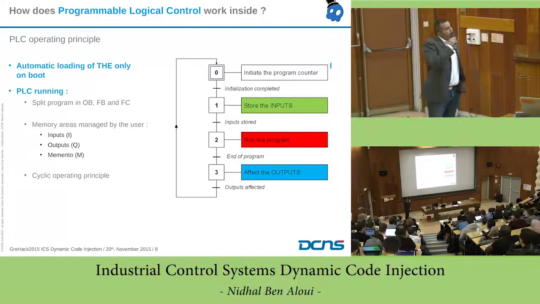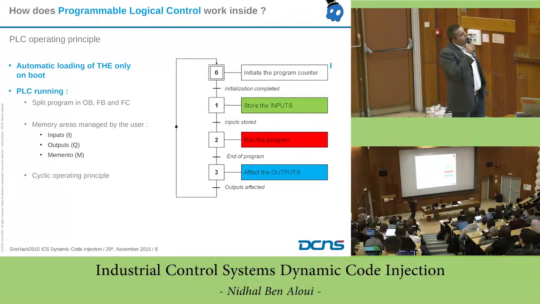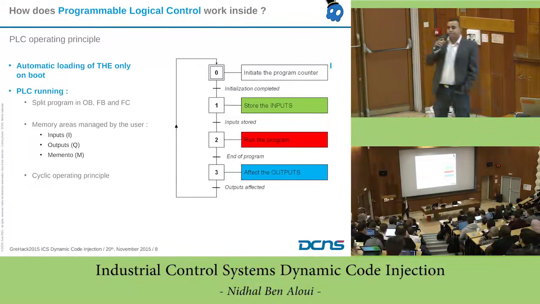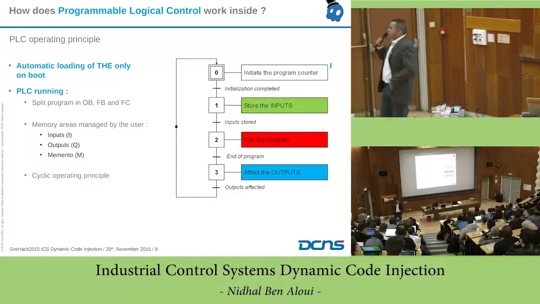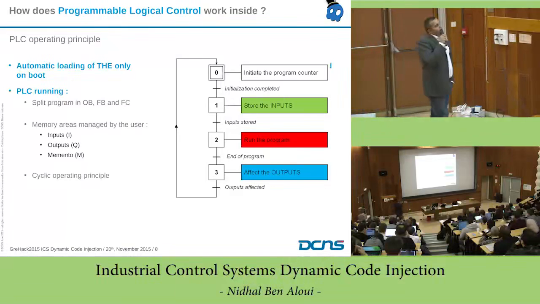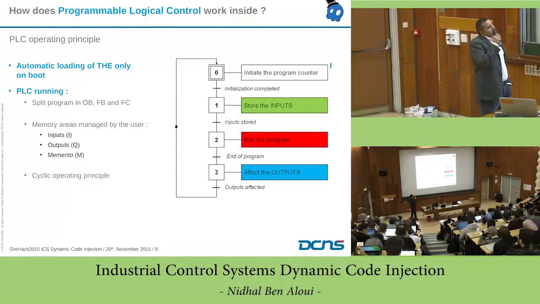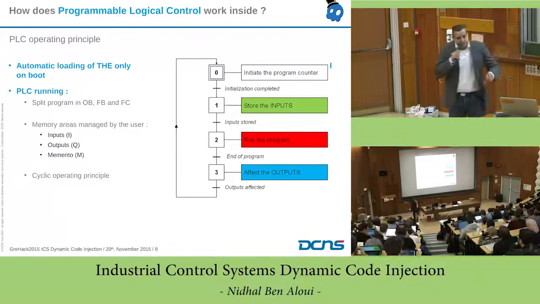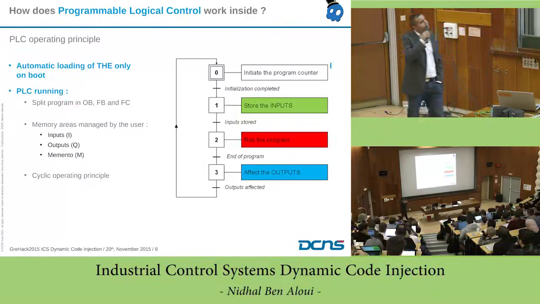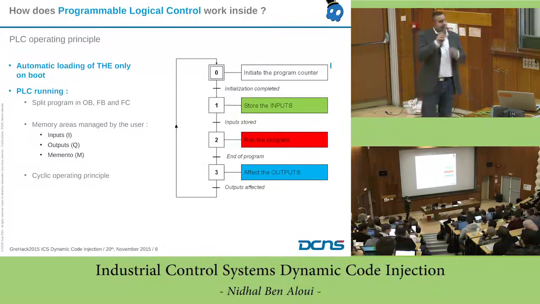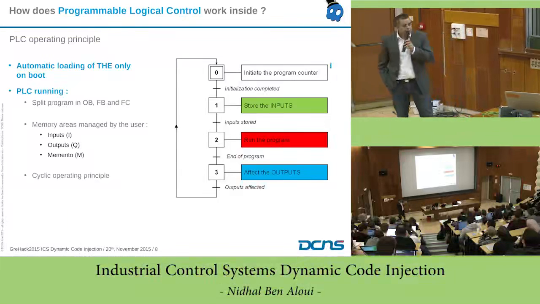And at each cycle, the PLC, as the first step, initializes the program counter. So it puts, for example, 0 in the flag on the CPU. Then it reads all the input memory from the digital or analog inputs. It reads this information and stores it in the internal memory.